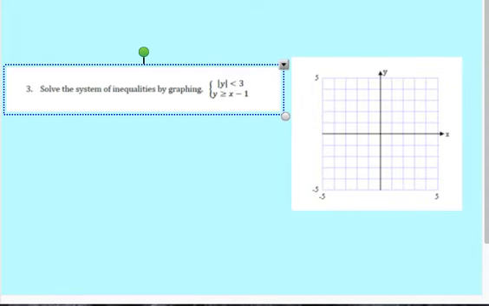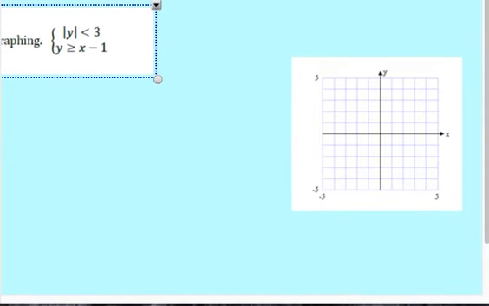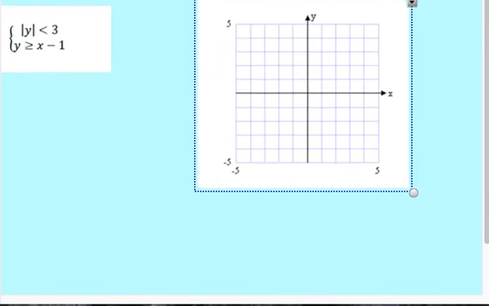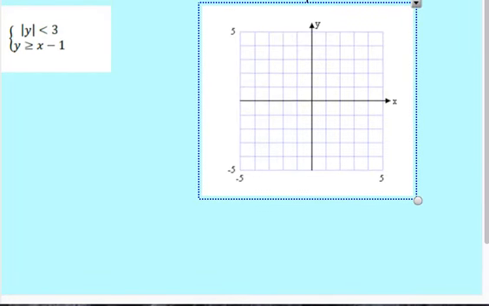Solve the system of inequalities by graphing. We're going to do that again. There's an absolute value inequality in there. Some people think these are extremely hard, but they're not. Second one should be pretty easy to graph.